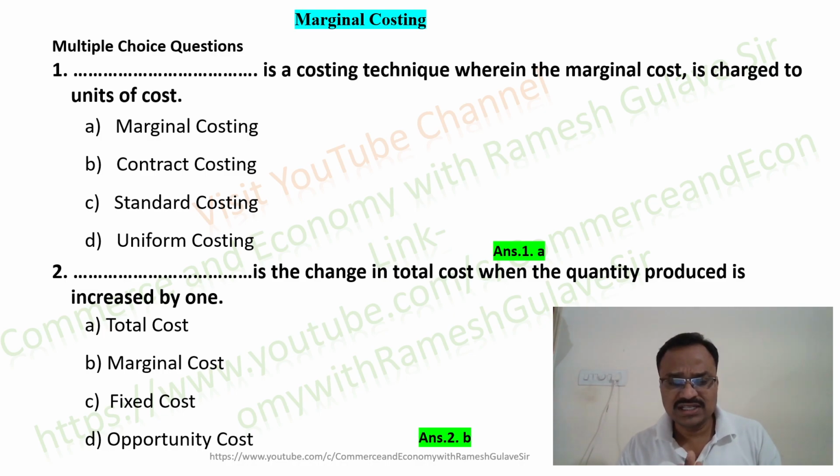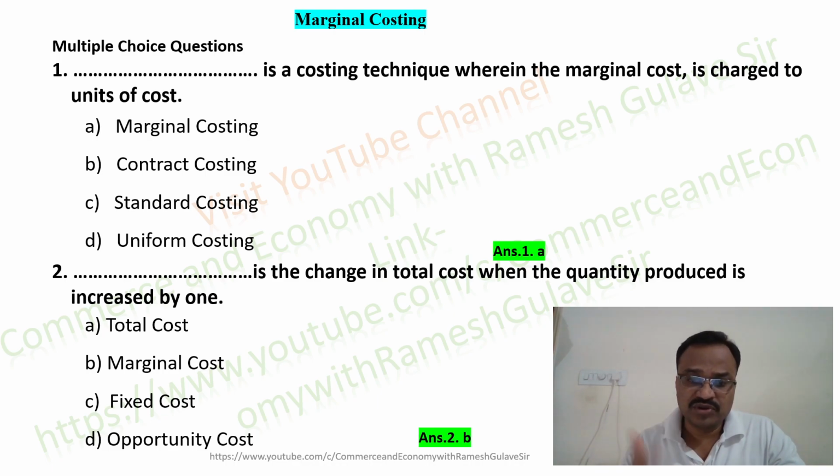To understand the concept, let us take an example. Suppose the total cost of producing 100 units of a certain product is, let us say, 5000 rupees. So total cost is 5000 rupees and units produced are 100. Now if we produce one extra unit, that is, if our production increases from 100 to 101, so we are going to produce one extra unit.